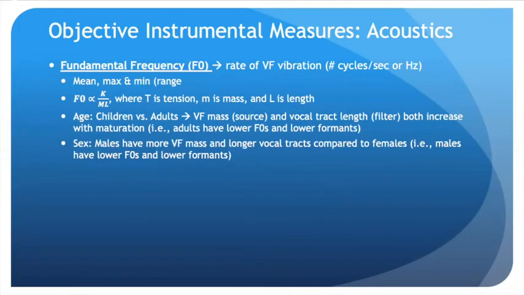As I mentioned previously, fundamental frequency is the rate of vibration of the vocal fold, so the number of cycles a second, or hertz. You might look at the mean F0, the mean and the max, so the range. F0 is directly proportional to tension, so if you increase tension, you increase F0, and it's inversely proportional to mass and length. So if you increase the mass or the length, then F0 is going to go down, right? With children and adults, children have smaller vocal folds, adults have more massive vocal folds. And with sex, males have more massive vocal folds, females have less massive vocal folds. So there will be expected differences between sexes and across the age continuum.